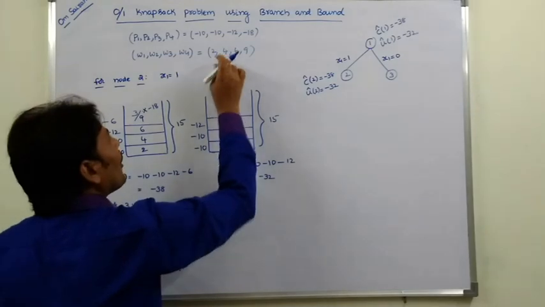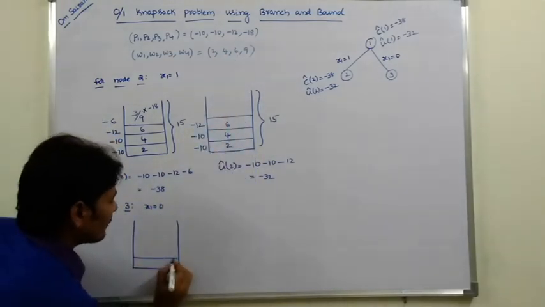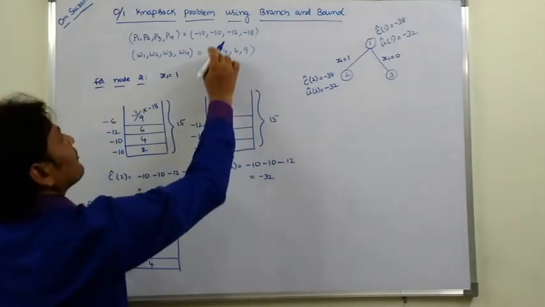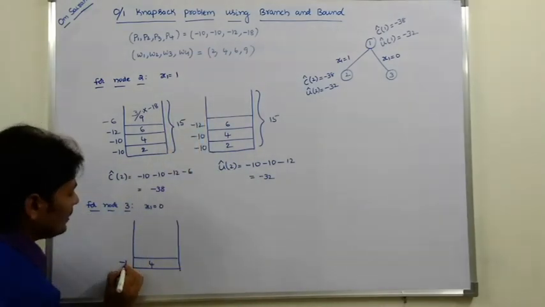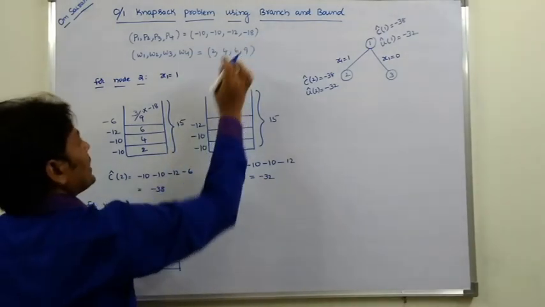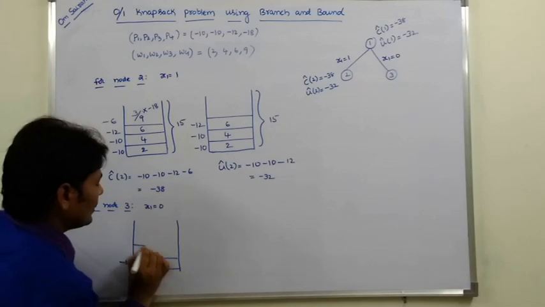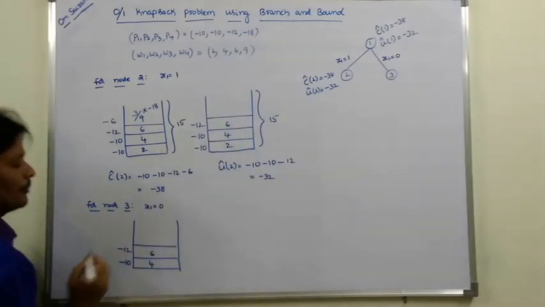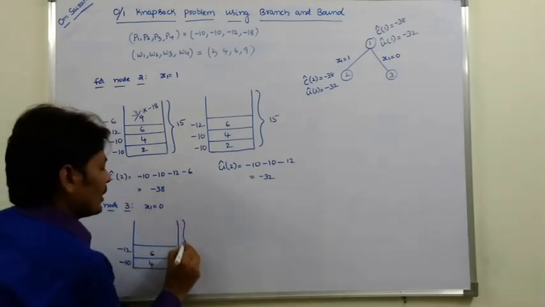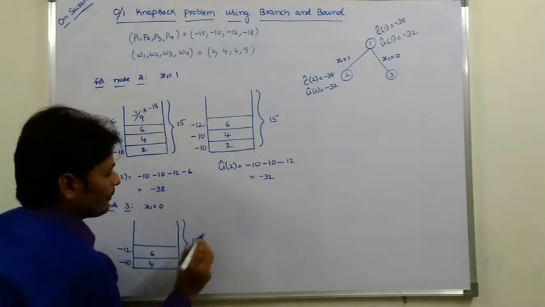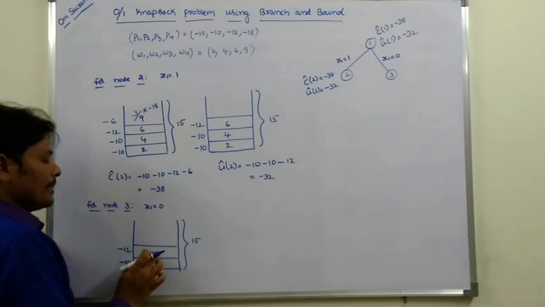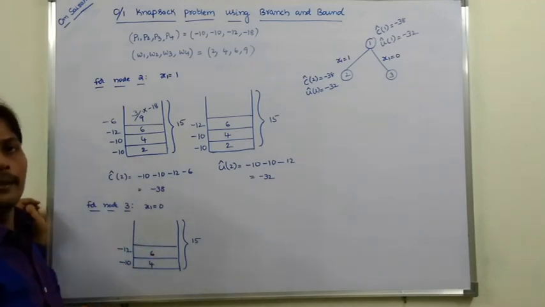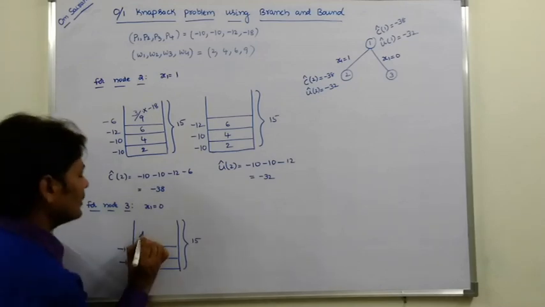So what is the second object? Second object weight is 4. Its profit is minus 10. Third object is placed into the knapsack. Its corresponding profit is minus 12. Okay. Next. Capacity of the knapsack is 15. So 15 minus 6 plus 4, that is 10. So what is the remaining capacity? 15 minus 10, that is 5.